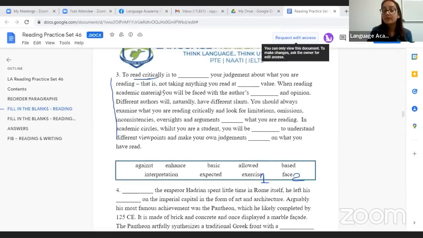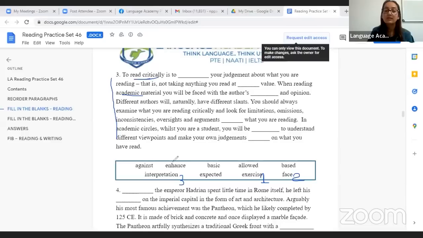When reading academic material, you will be faced with the author's dash and opinion. So when we read academic books, it is based on some person's interpretation of history. It is not our interpretation of history. So the author's interpretation, what the author thinks about history, he has written that book that we read in academics and schools. So author's interpretation and opinion. Different authors will have different slants. You should always examine what you are reading critically and look for limitations, omissions, inconsistencies, oversights, and arguments dash what you are reading.